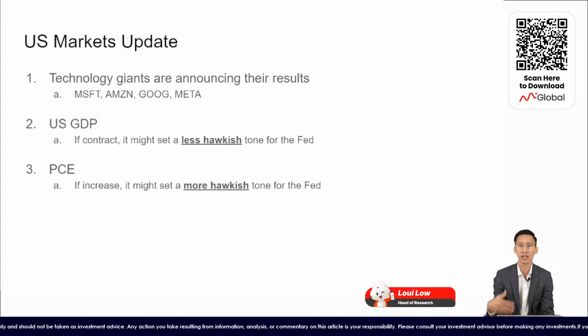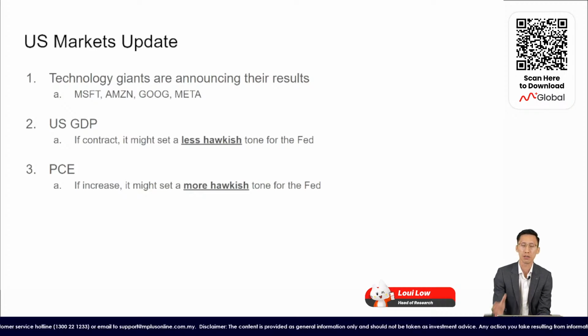So perhaps right now it is a results reporting season. We have technology giants like Microsoft, Amazon, Google, and also Meta that are coming out with their results soon. And also US GDP is coming out as well, and PCE numbers are also coming up. So these are the three key events in the market right now, and we are waiting for GDP and also the PCE numbers. Perhaps this is why in the US market we are not able to see a lot of volatility. You can see the market direction is quite uncertain.